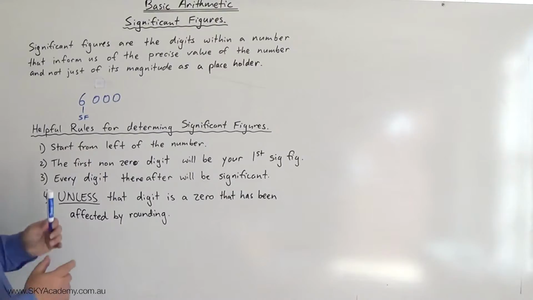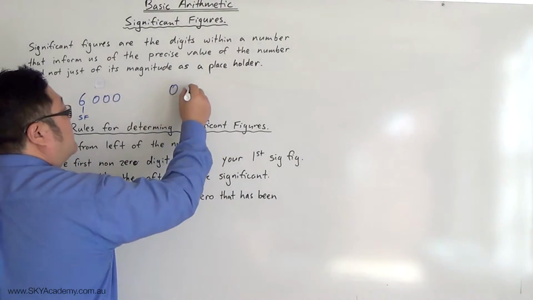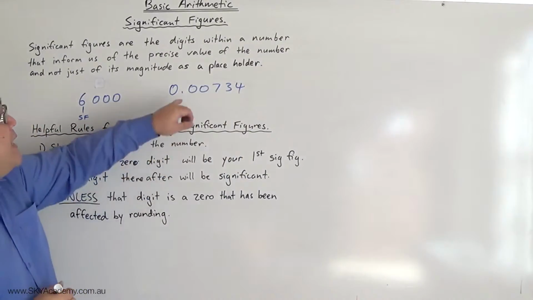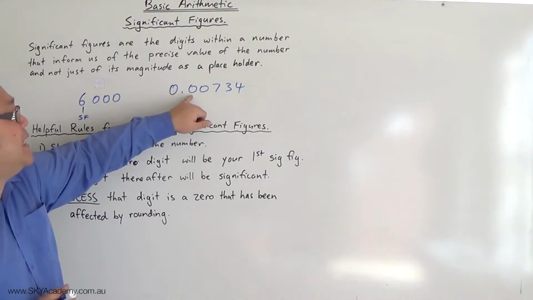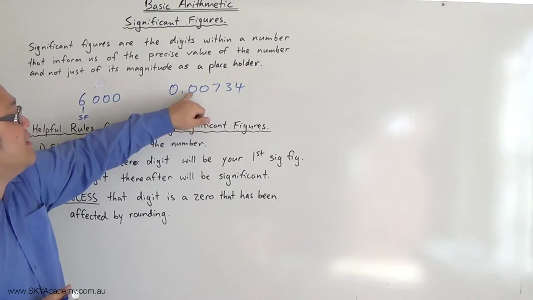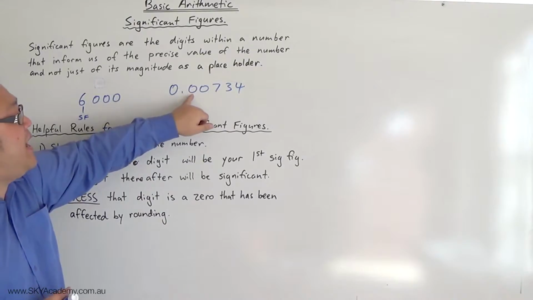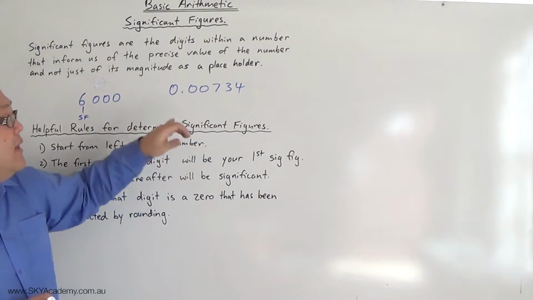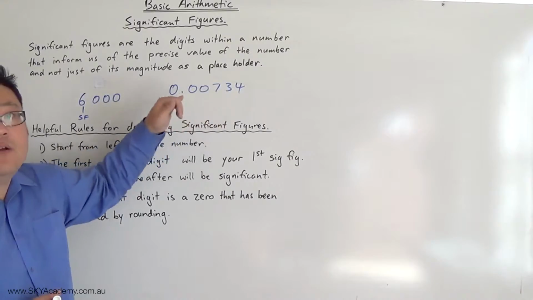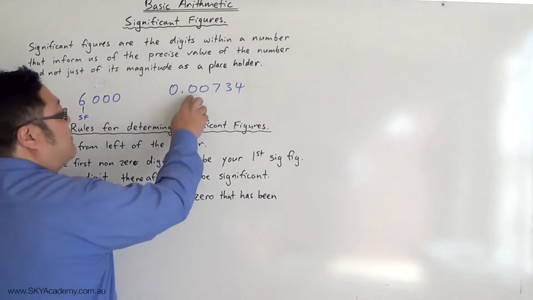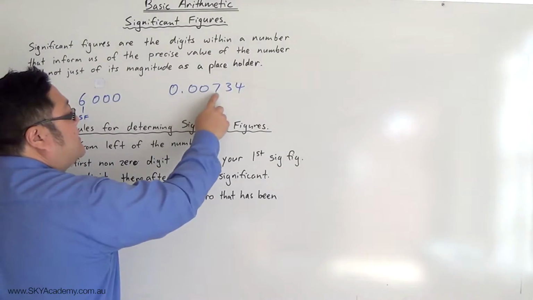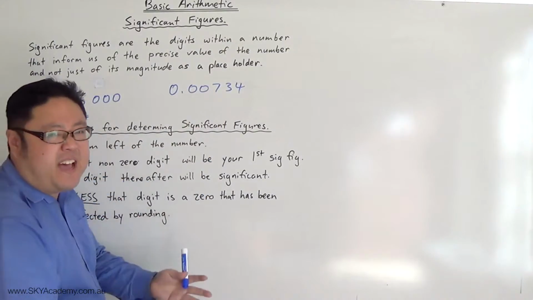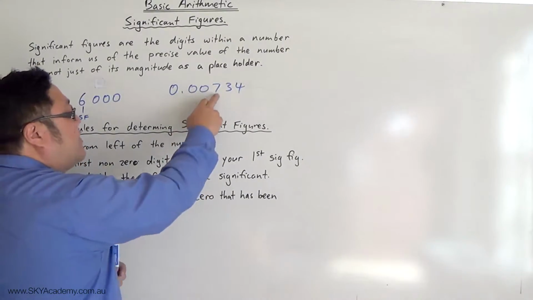I'll give you another example. The number 0.00734. Now, the 0 here isn't telling you the precise value of that digit. The 0 here is just there to give the rest of the digits their place in the number, a placeholder within the number. So the zeros here are to tell you that this 7 means 0.007 as opposed to 700 or 7,000 or 7 million or 7 thousandths.